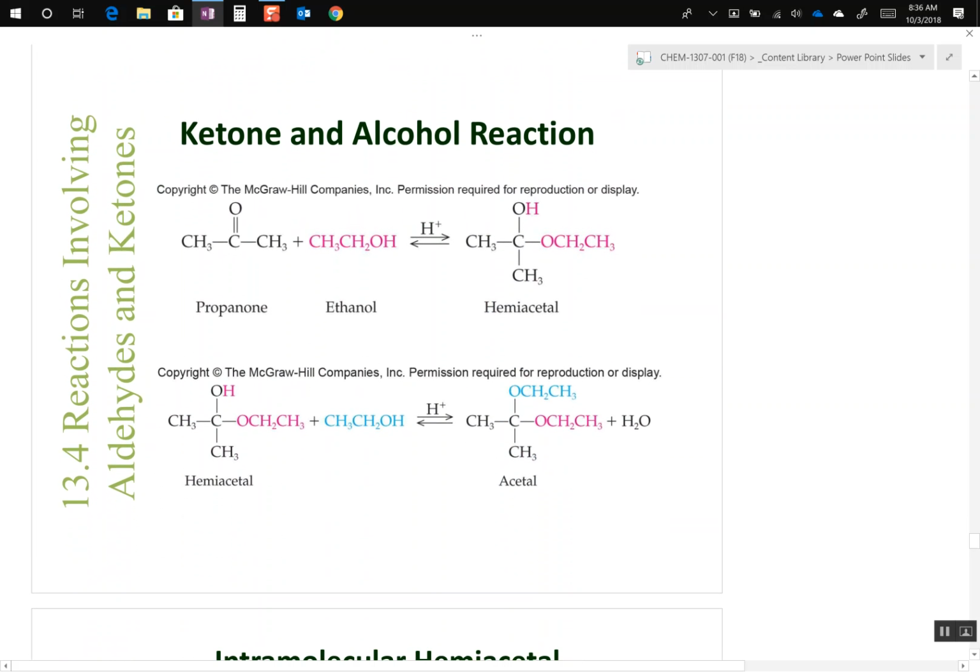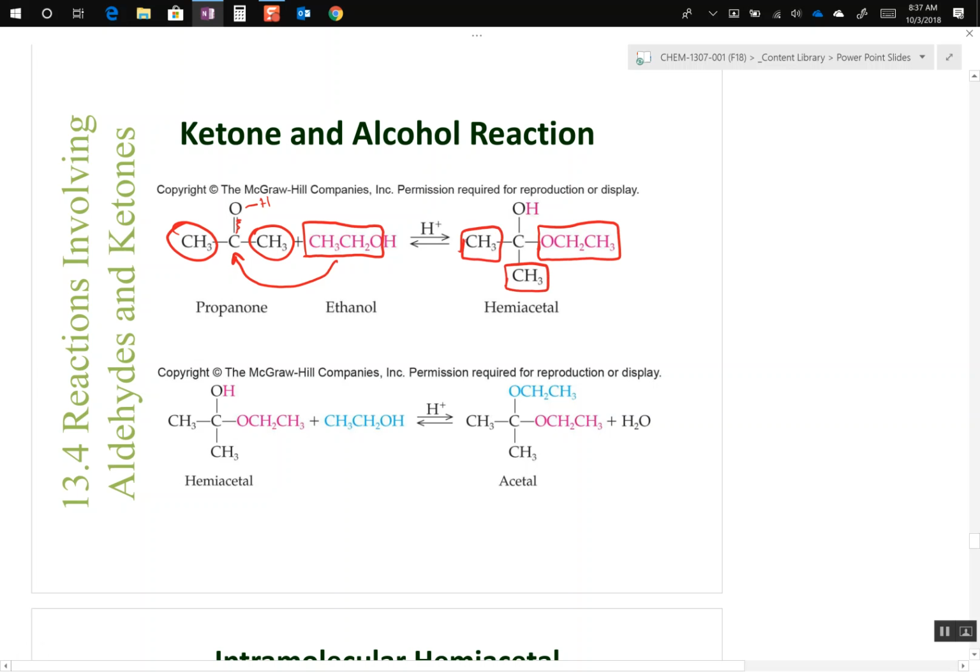So here is a ketone. So we have R1 and R2 as methyls. Here we're going to add an O ethyl. So for the hemiacetal, we're going to break the double bond. We're going to create the OH group. And then the O ethyl is going to get added to the carbon. Here it is. And then you still have R1 and R2.